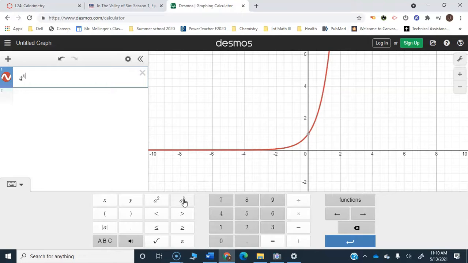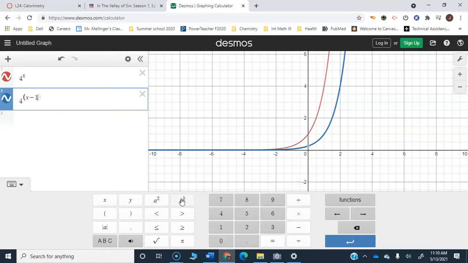Okay, so there's 4 to the x. Now I'm going to hit enter and go down to the next line, and I'm going to put in the g of x function. So that's going to be 4, and then it's a to the b, and it's going to be x. You need to put that in parentheses. So parenthesis x minus 1. Close the parenthesis, and now just hit the right arrow, it goes down again, and then it's plus 2. And that's the second function.